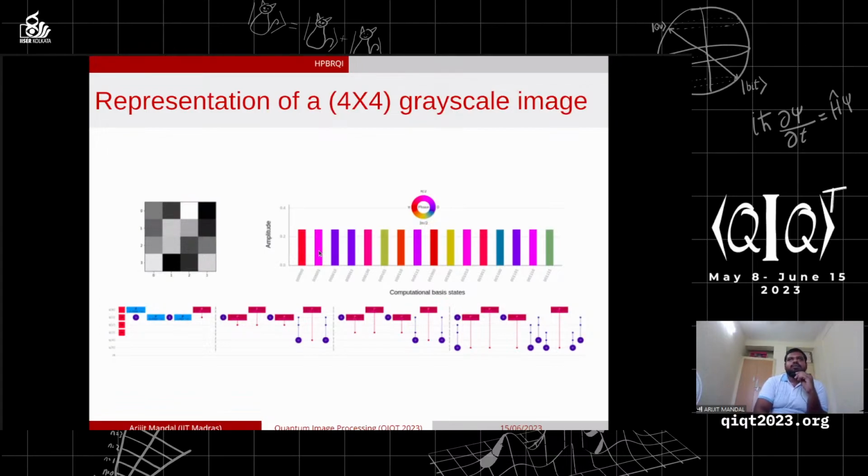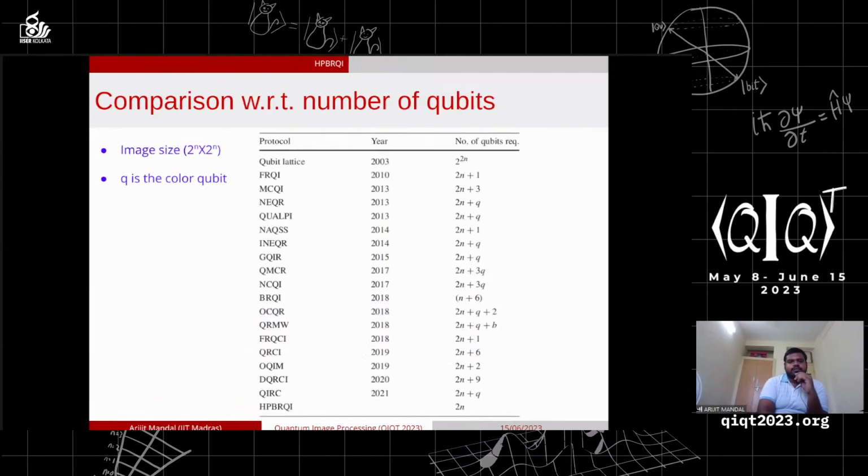So this is the representation of HPBRQI images. Now, what are the advantages of these images? The first is in terms of number of qubits. The number of qubits used to represent images by a few protocols are listed here, and you can see that our HPBRQI image uses the minimum number of qubits among all the protocols listed here to represent an image of size 2^n by 2^n.